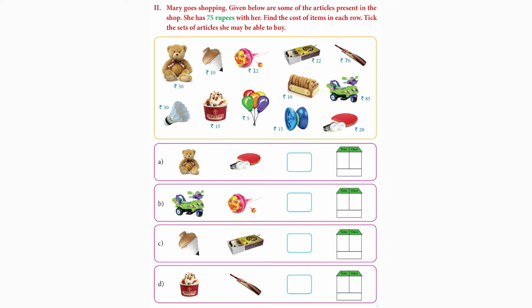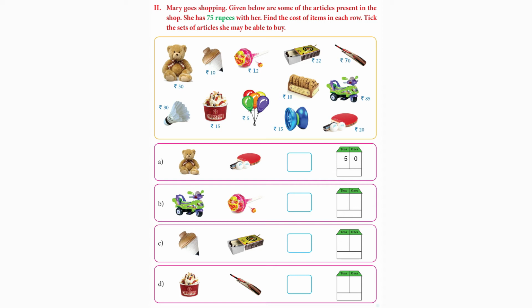Let's look at the cost. We have to look at the cost and write it down in the place value house that is given on the side. So the teddy bear costs 50 rupees. Let's write 50. 5 goes in the tens place, 0 goes in the ones place.